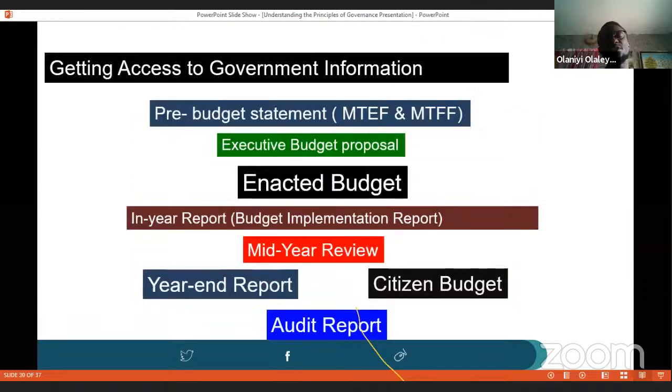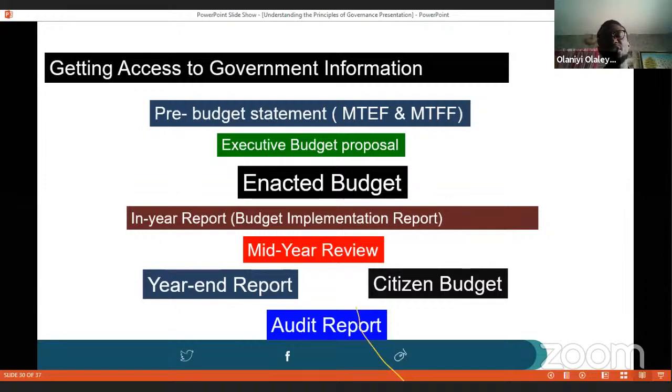So how do you get access to this government information? You go to the budget website, download these documents. We have the budget proposal, the enacted budget, the NGA report, the citizen budget, the audit report. So these are information of public finance, where you can get how much government is making or how much government wants to spend and how this money is actually impacting on you.